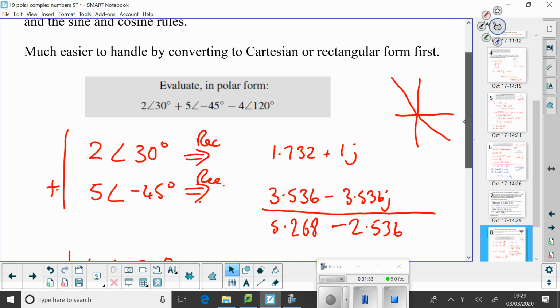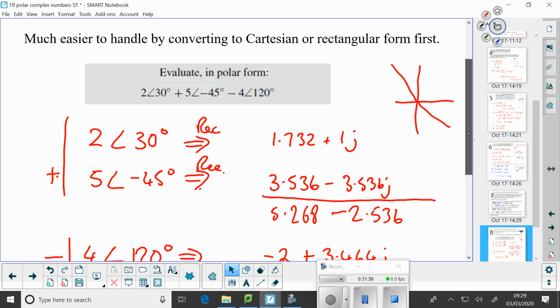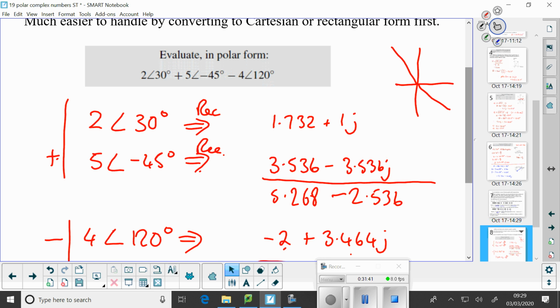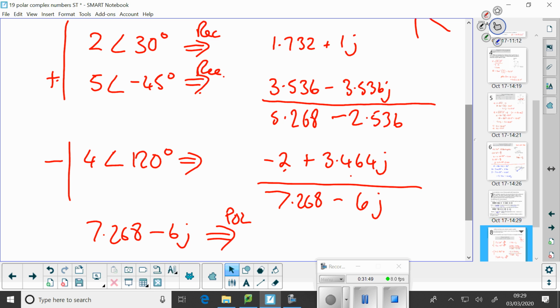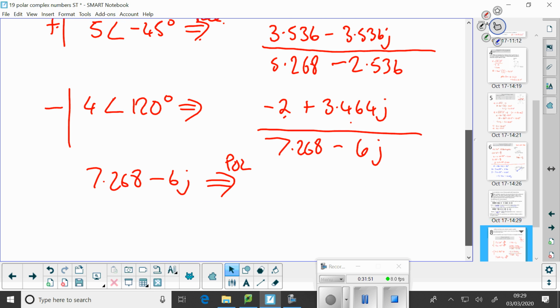So, if we have two or more polar form numbers to add or subtract, what we do is use our calculator to convert them to rectangular form, add them together, or subtract them separately, like you all know we need to do now. Okay, and then when you've got the final answer, in this case 7.268 minus 6J, convert back to polar. What do we get, gents?